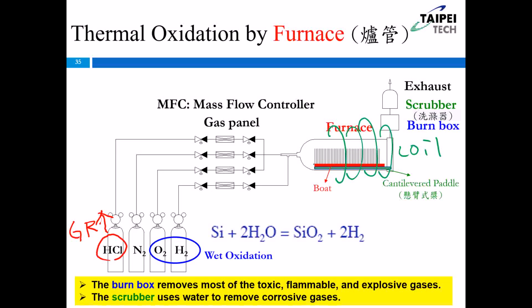And the purpose for the burn box and the scrubber, how we write down here to let you know: usually for the oxidation system or for the deposition system, why do we need a burn box? Because we want to remove the toxic, flammable, and explosive gases. And also we need to use a scrubber, using water to remove some corrosive gases, okay? So I write down here to let you know the reason why we need a scrubber and the burn box.